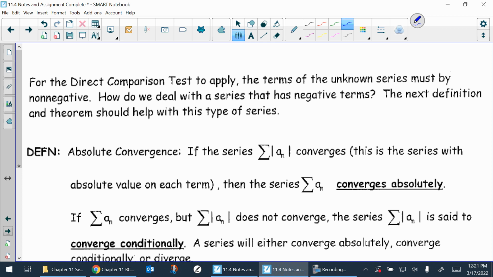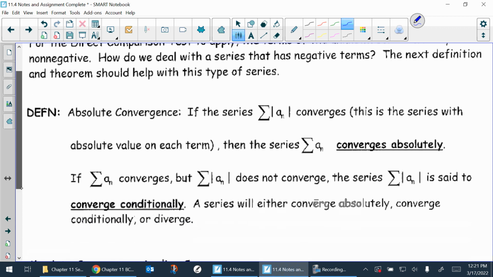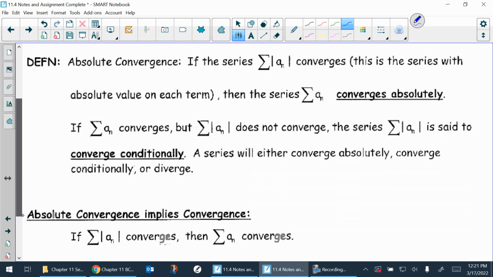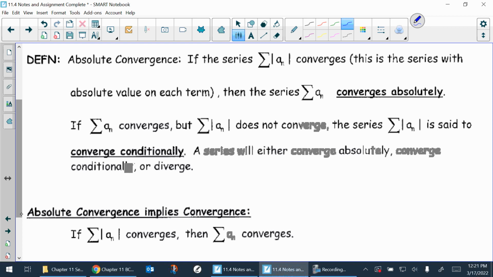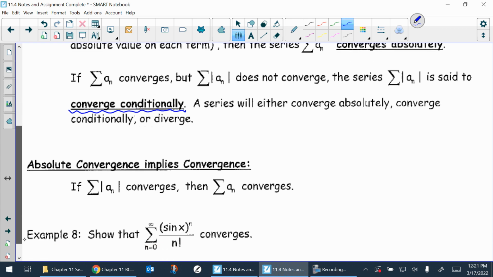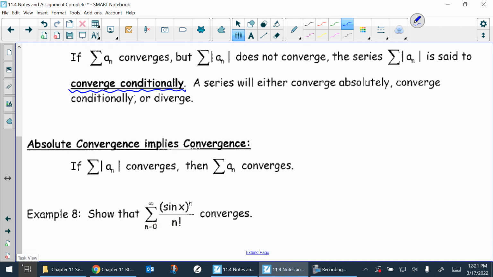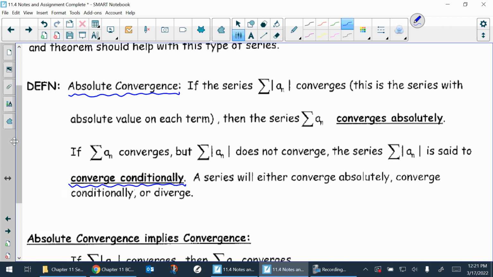Now, continuing on, two more things we want to take a look at. Absolute convergence and conditional convergence. Now, let's see, let's come down to here. Let's take a look at that down here. Yep, nope, we're gonna do it up here.